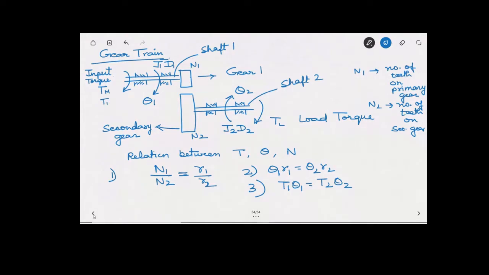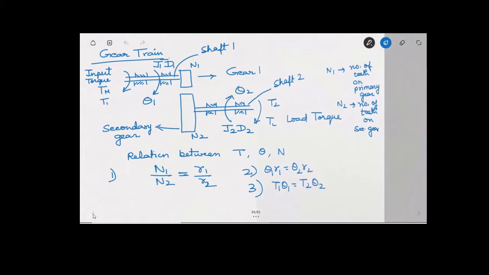Here T1 is the primary torque, and TL is T2. So these are the two torques, and these are the three assumptions. Number of teeth on the surface of the gear is proportional to the radius of the gear. The linear distance traveled along the surface of each gear is the same: theta 1 R1 is equal to theta 2 R2. And third, work done by one gear is equal to that of the other, so T1 theta 1 is equal to T2 theta 2.